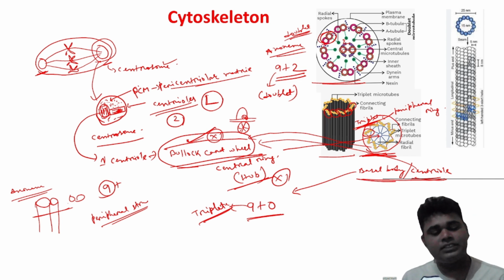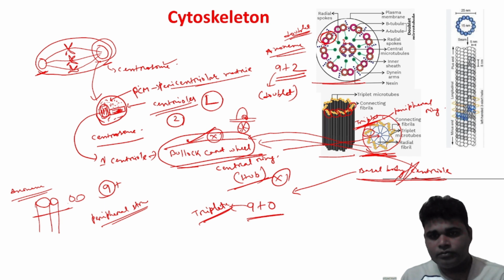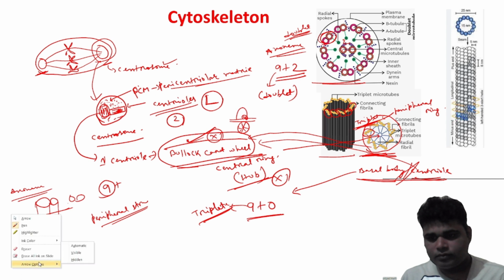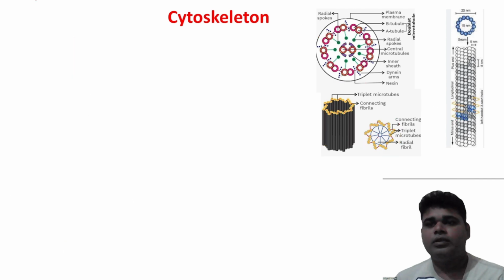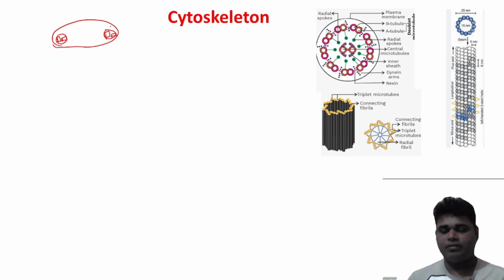The basal body is the same as the centriole in structure. The centriole forms the cilia and the flagella, and the process is called ciliogenesis. Now this is one centrosome, and this is another centrosome. In each centrosome, two centrioles are present perpendicularly.